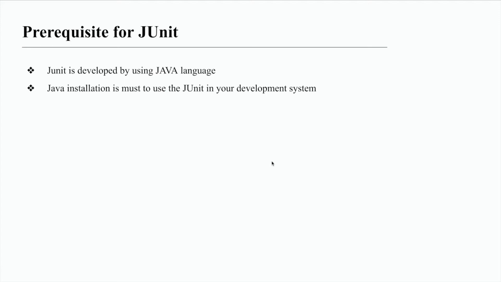In today's world, in most development systems or most computer systems, Java is installed by default. The minimum Java version required for JUnit is version 1.5. Now the question is, how do we check whether Java is installed or not, and how to check the Java version that is installed on your system?